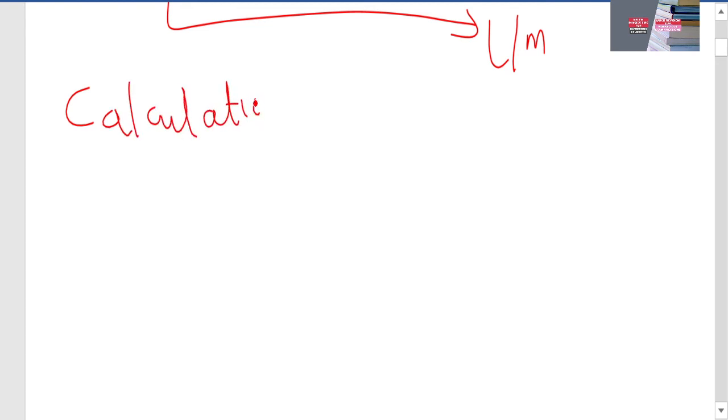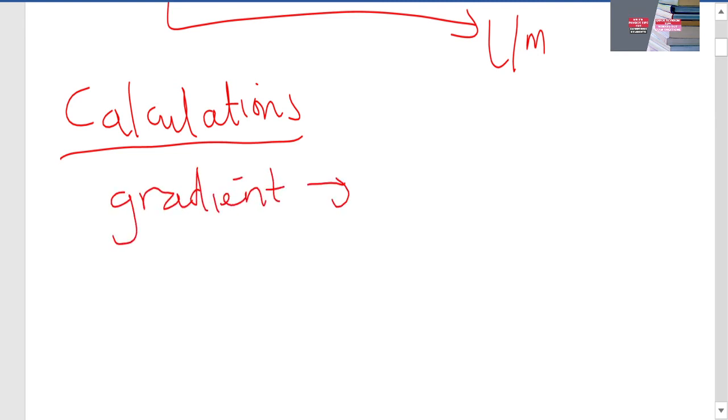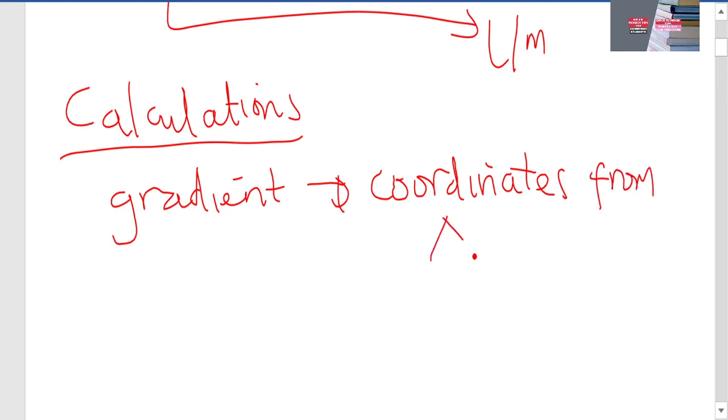Okay, so in the calculations, remember, for the gradient, you are going to use the coordinates from your triangle. So if you do not have this triangle, it's very hard for you to be awarded this mark because you won't be able to get the coordinates right. So this triangle method is very, very important.